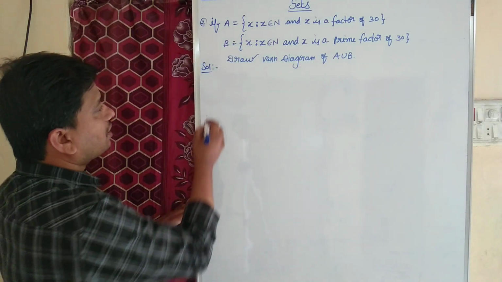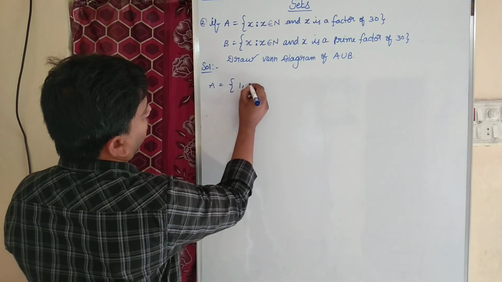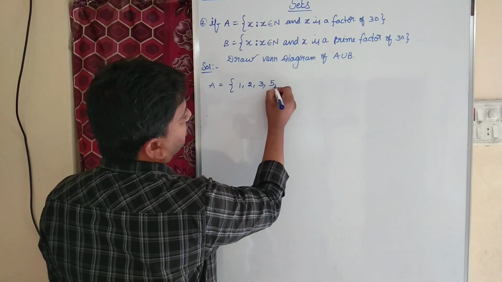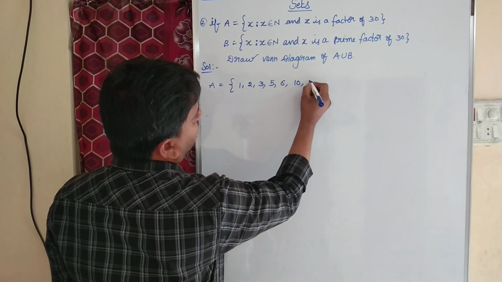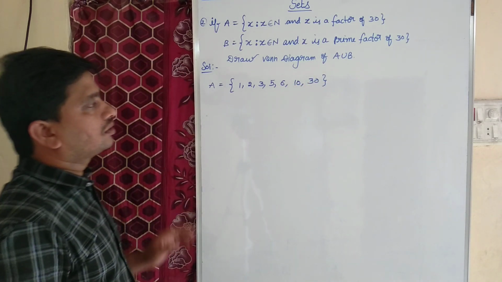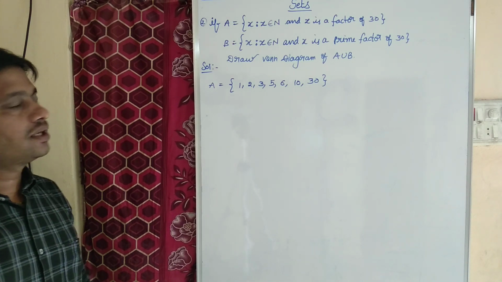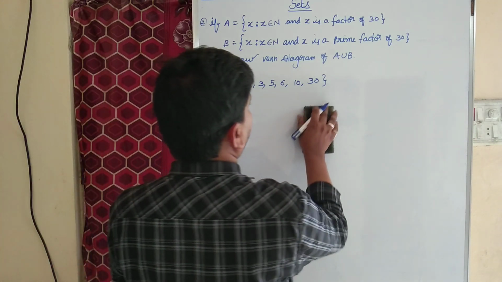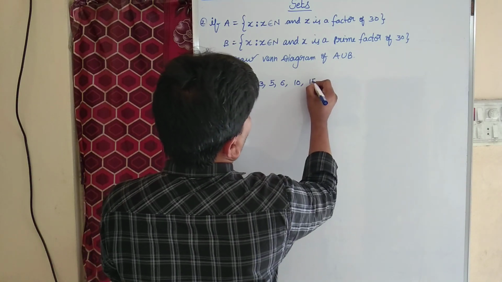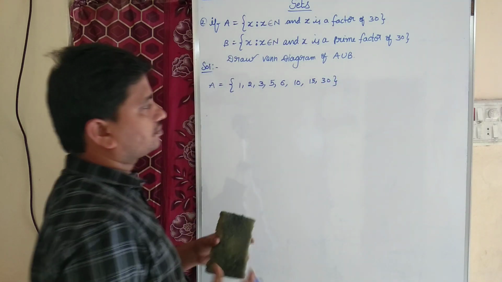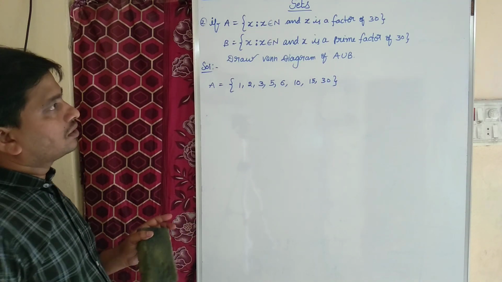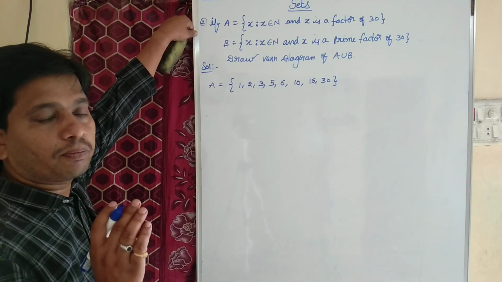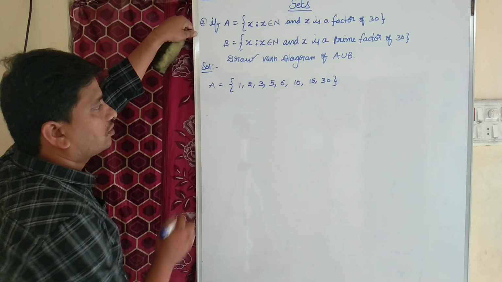What are the factors of 30? 1, 2, 3, 5, 6, 10 and 30. Sorry, 15 is also a factor, 2 fifteens are 30, we forgot to write 15. Right? Next, the second one, B equal to x such that x belongs to N and x is a prime factor of 30.